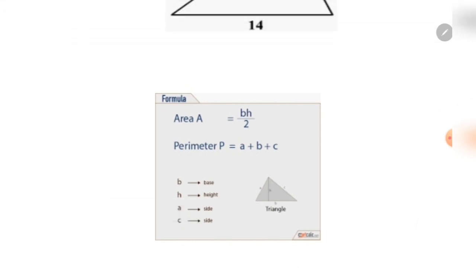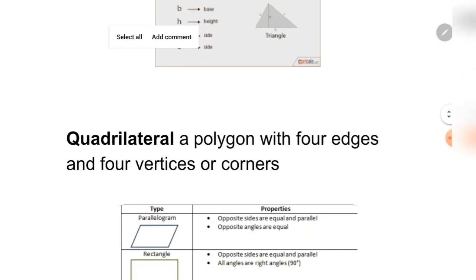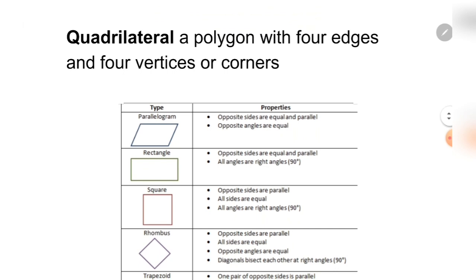Next, the formula for getting the area of the triangle: area of the triangle equals base times the height. Next, the perimeter equals the first side plus the second side plus the third side, or that is A plus B plus C.